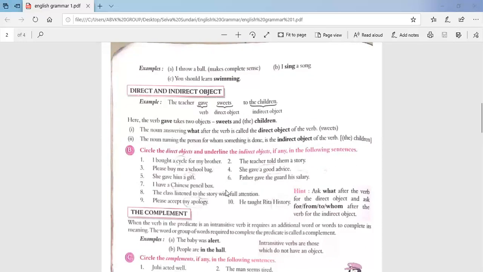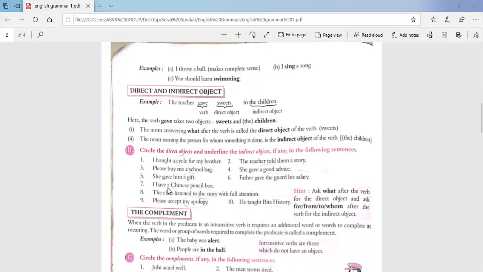Then, she gave him a gift. Give, that is a verb. Whom? Him. What gift? So what is the direct object? Him is the indirect object. Father gave the guard his salary. Father is the subject. Gave is the verb. What did he give? Salary. So his salary, that is the direct object. Whom? The guard, that is the indirect object.